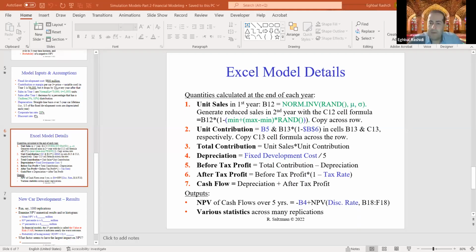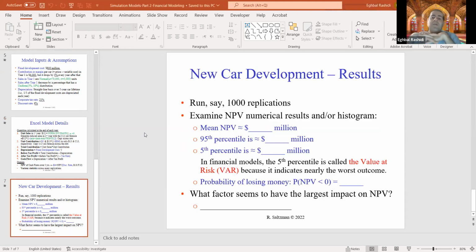So we did that. Okay, we run 1000 replications. We examine MPV numerical results and/or histogram. We didn't do any histogram. We did the numerical. You can do a histogram as well. It's not that difficult to do that. You just have to grab all the replications and then plot, use the histogram.